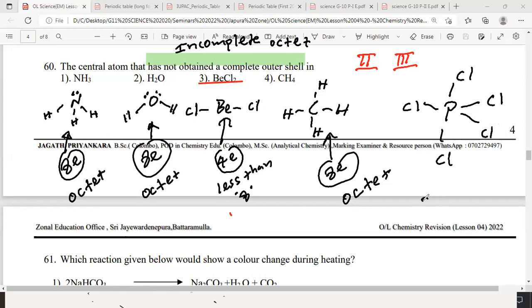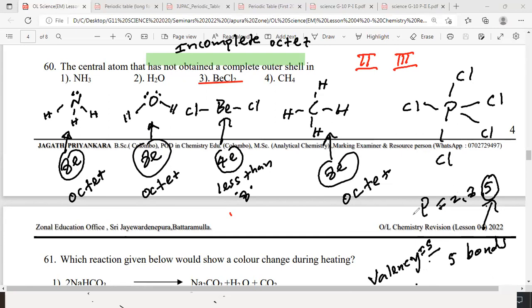Phosphorus configuration 2, 8, 5. Outermost shell 5. Valency 5. Group 5. All 5 electrons are bonded. All 5 electrons form 5 bonds. Therefore, valency 5. Valency also 5, group also 5, outermost also 5. The maximum valency of phosphorus will be 5.